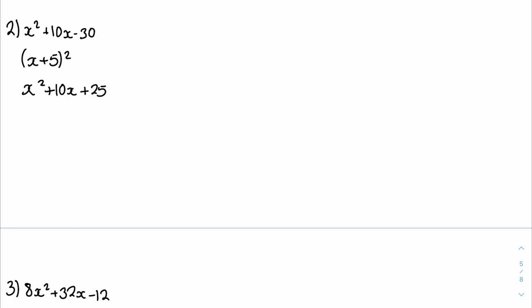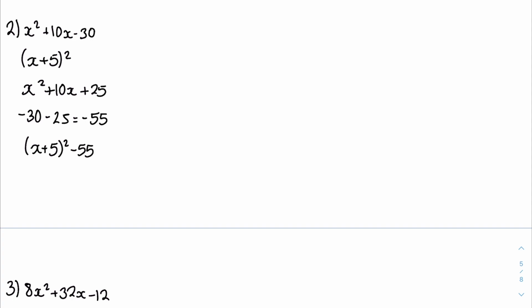So we then want to look, how do we get from 25 to minus 30? So we'll do minus 30 minus 25, which gives us minus 55. So we need to subtract 55 from 25 to get to negative 30. So our final answer here is going to be x plus 5 squared minus 55.